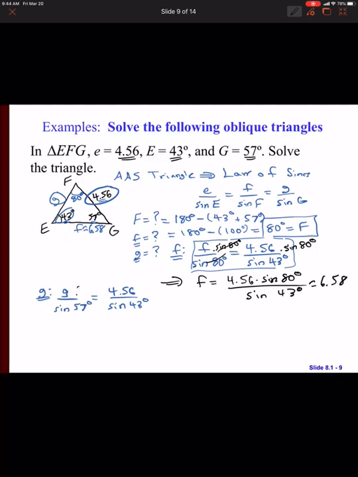So we're solving for G. I'm going to clear out that fraction. We'll multiply both sides by the sine of 57 degrees. As we do that, what do we get? G equals 4.56 times the sine of 57 degrees divided by the sine of 43 degrees. And what does that equal? We'll go to our calculator and see what we get to the nearest hundredth.